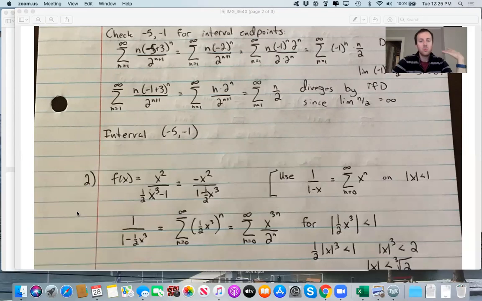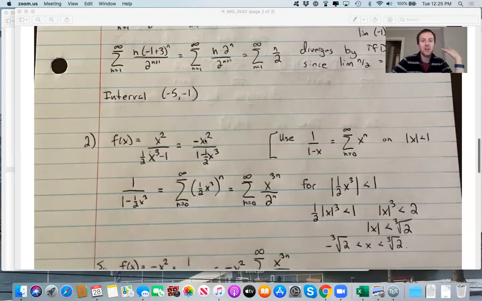What we can also do is say, the minus x squared, let's forget about that for a second. And just focus on, what if we just had a 1 on the top and the bottom is still 1 minus 1/2 x cubed?